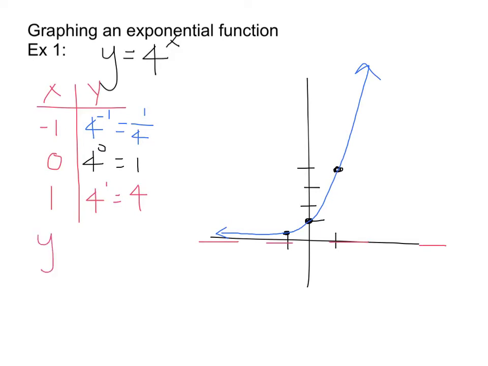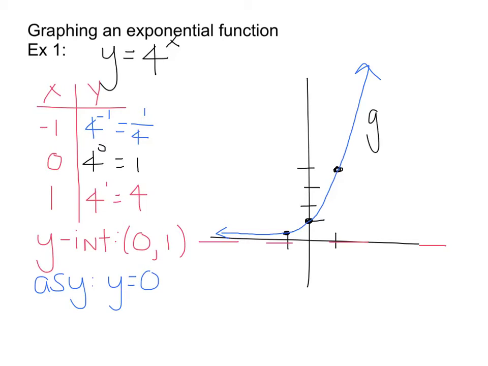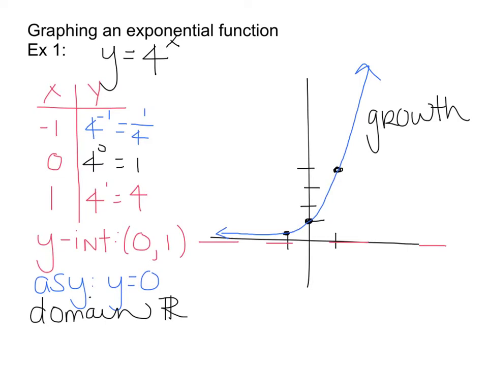So your y-intercept is 0, 1. The asymptote, y equals 0. It's an exponential growth. The domain, again, all real numbers. The range, y is greater than 0. It's not equal to because it cannot ever touch at that point.